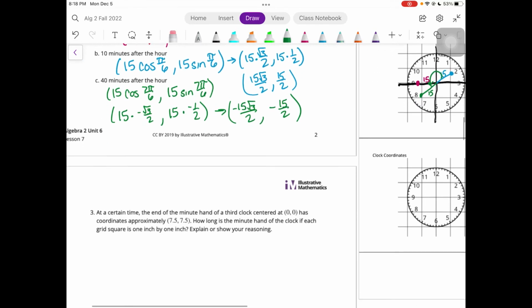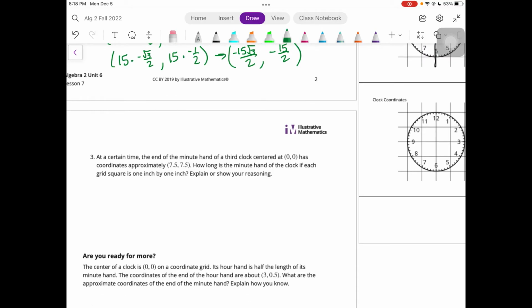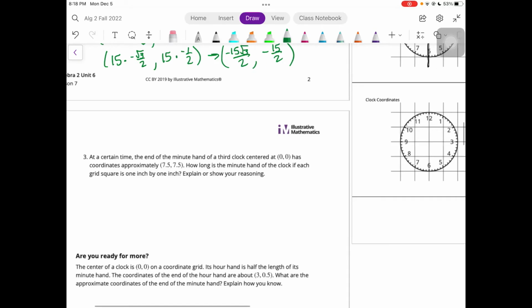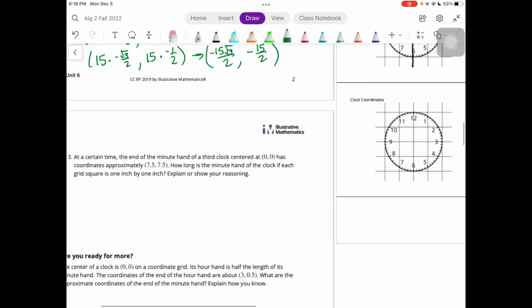All right, let's take a look at part 3. At a certain time, the end of the minute hand of a third clock centered at 0, 0 has the coordinates approximately 7.5, 7.5. So let's take a look at this. So here is my clock. And the end is at 7.5, 7.5. So that's going to look something like this. Because our coordinates are exactly the same.